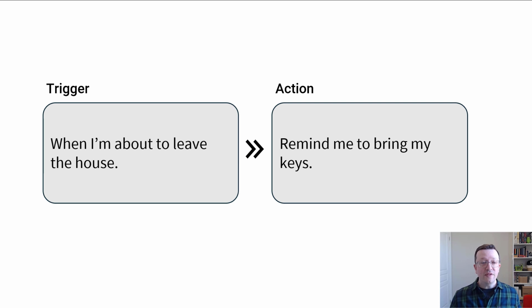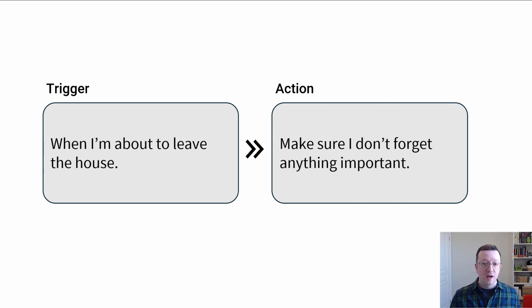So as an example of the added flexibility of CDPs, you could have something like this. When I'm about to leave the house, remind me to bring my keys. But it's also acceptable to have something like this. When I'm about to leave the house, make sure I don't forget anything important. The action statement here is more abstract, and then it's up to the LLM-based AI system to handle that execution. And likewise, the trigger could be more broad or narrow as well.